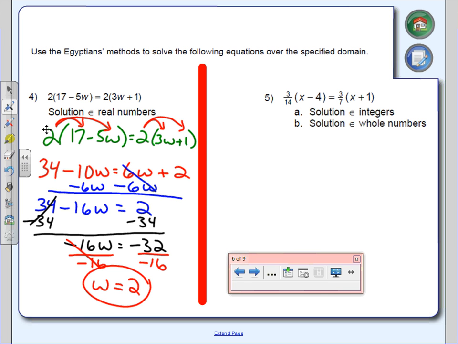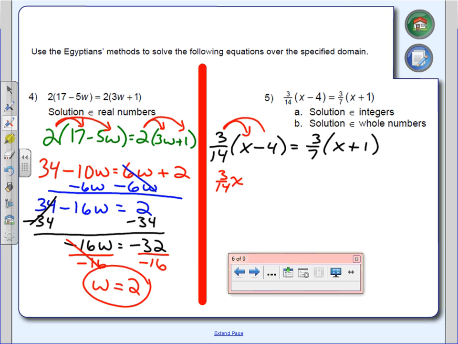One more, number 5. We're going to do it the same way. We got 3 over 14 times x minus 4 equals 3 over 7 times x plus 1. We're going to start off pretty much the same way we did number 4. We're going to have to use some distributive property. So let's do 3 over 14 times x, which is 3 over 14x.